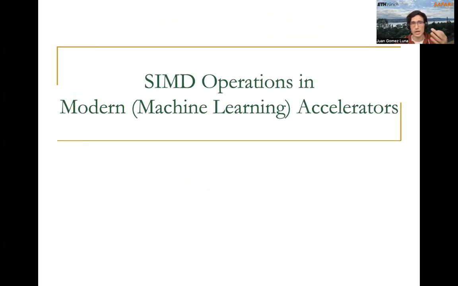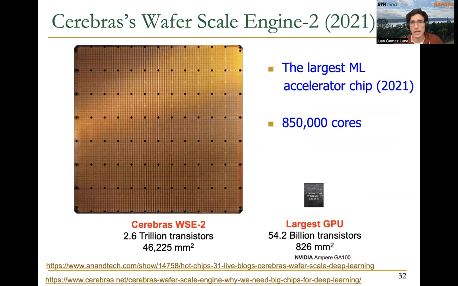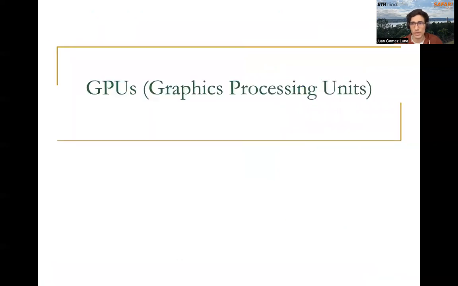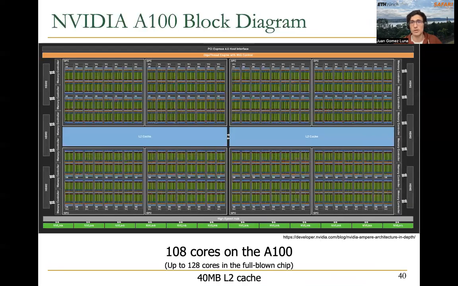But SIMD operations are not only in modern CPUs, but also in modern machine learning accelerators. And I gave you last week the example of the Cerebras wafer scale engine that is the largest ML accelerator chip. But if we want to talk about a prime example of SIMD processors these days, these are graphics processing units or GPUs. Remember this big picture of this floor plan of the A100 GPU, where we can see a lot of homogeneity because there are many replicated GPU cores.